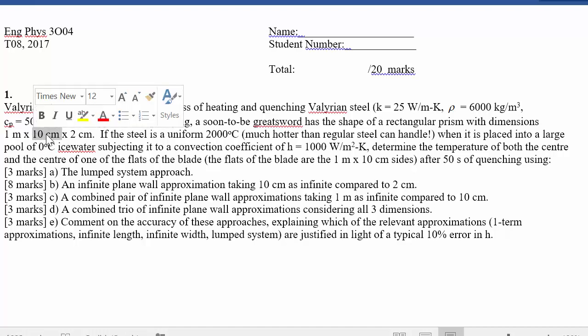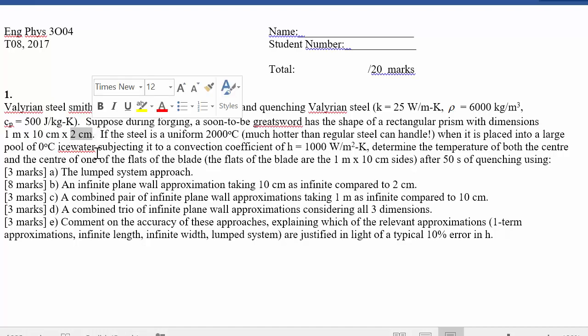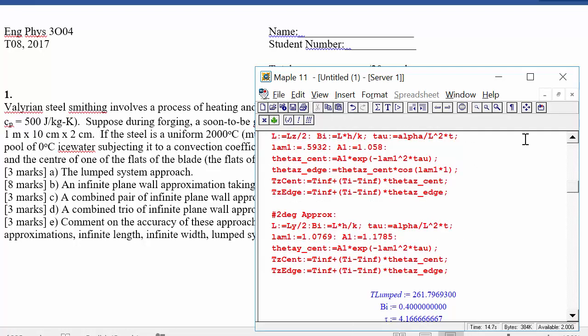That's the center as far as this one's concerned, but we're on the edge as far as this one is concerned, or possibly the very center as far as this one's concerned too. That's because we're finding both the temperature at the center and the center of one of the flats. Okay, so that's theta y cent.